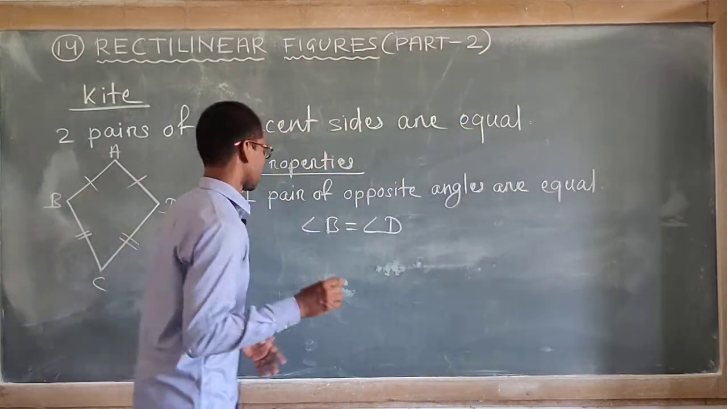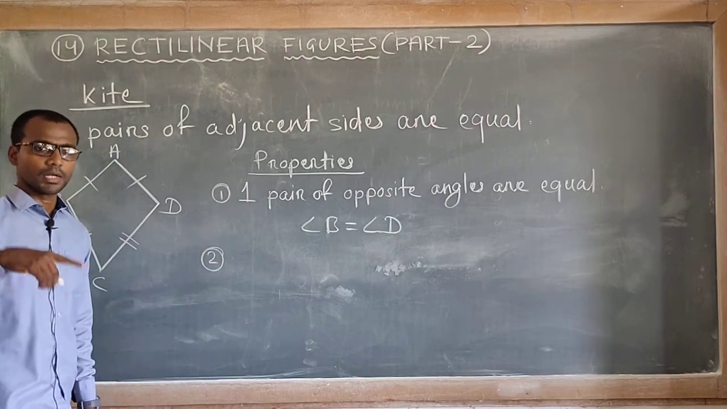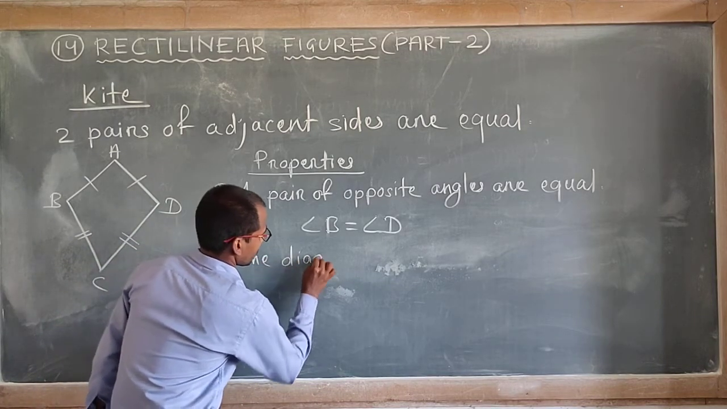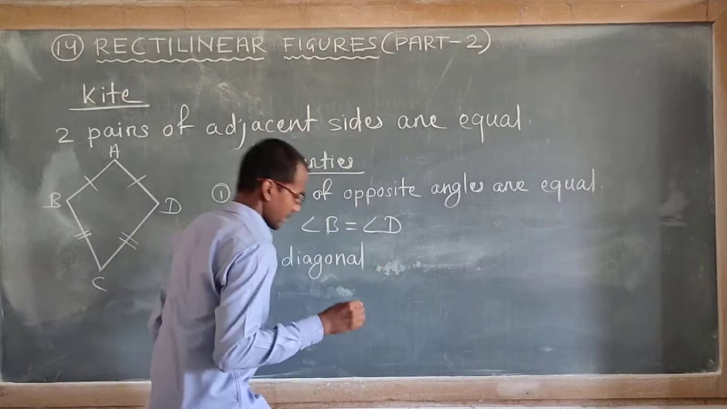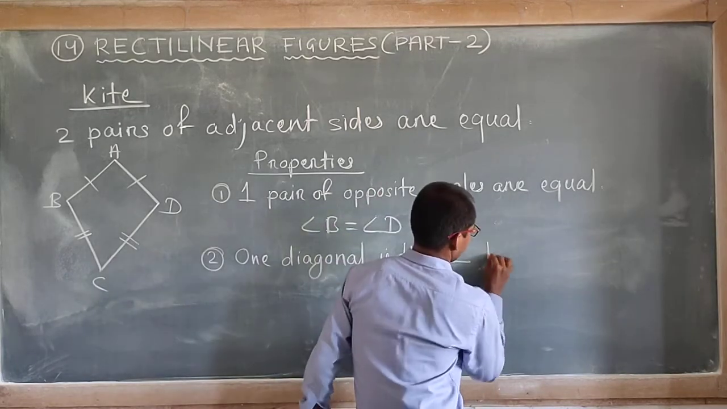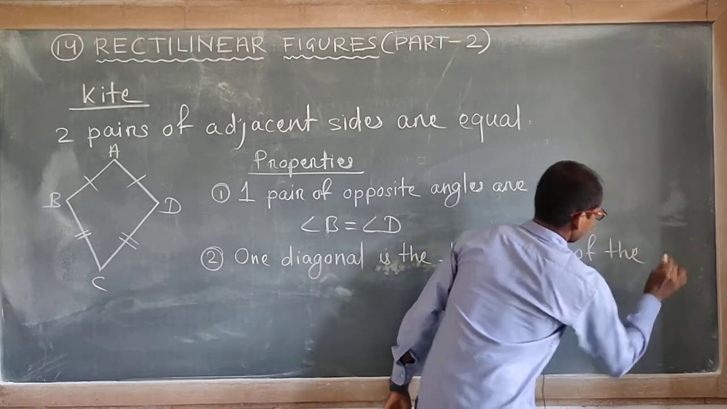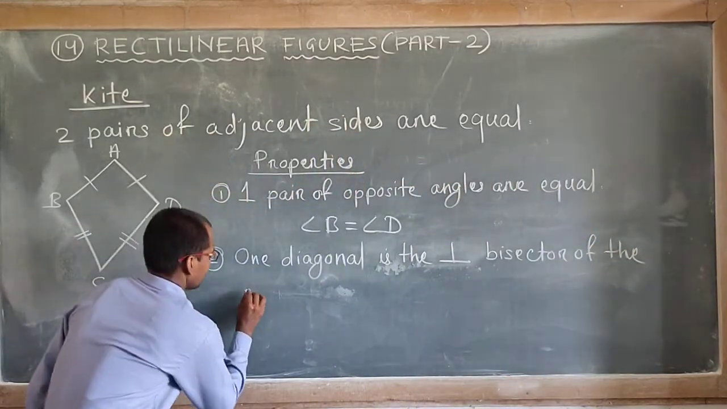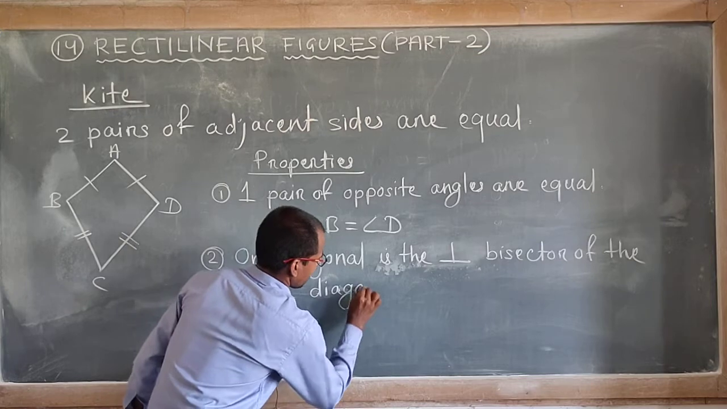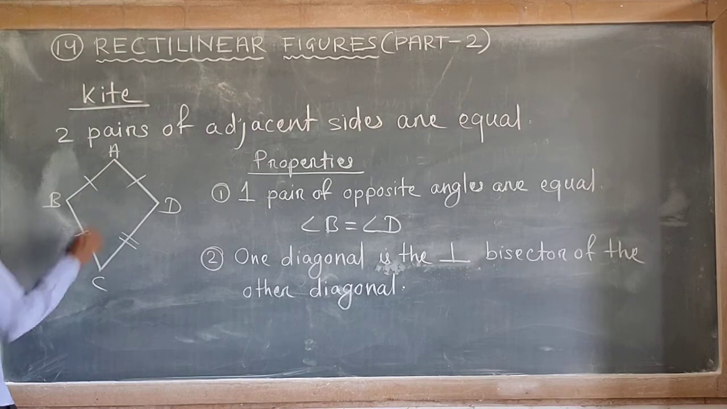The next property is: one diagonal is the perpendicular bisector of the other diagonal. So let us form the diagonals. Join AC and BD.